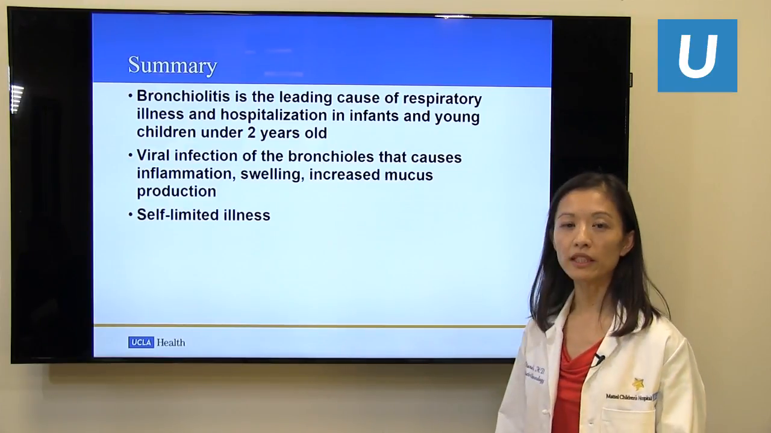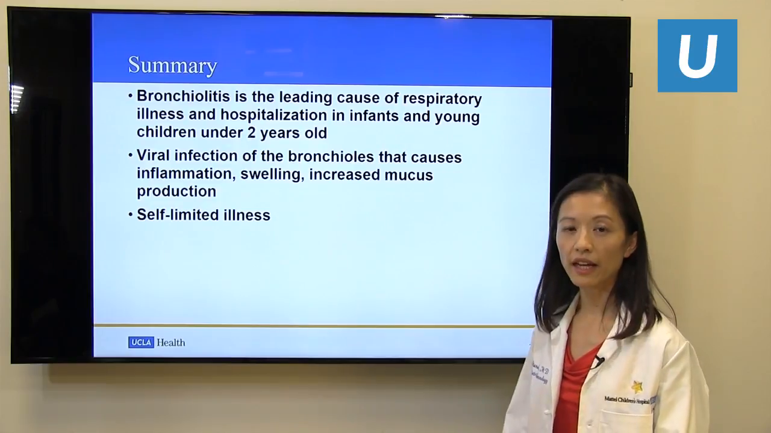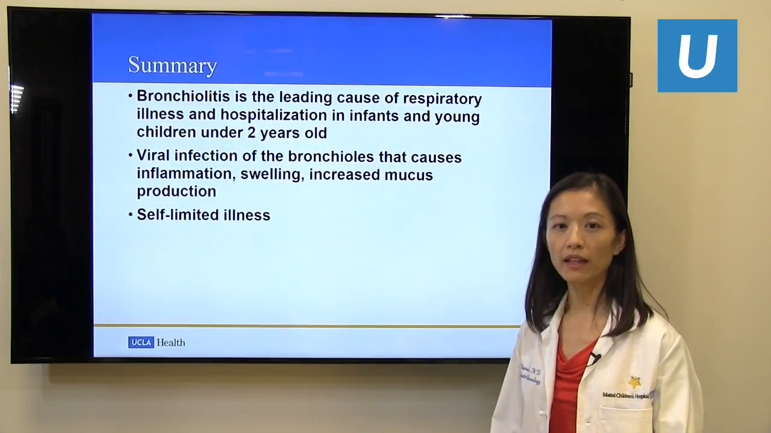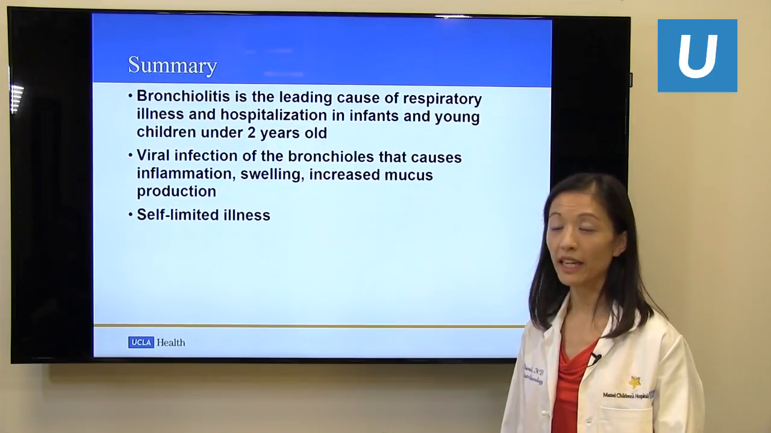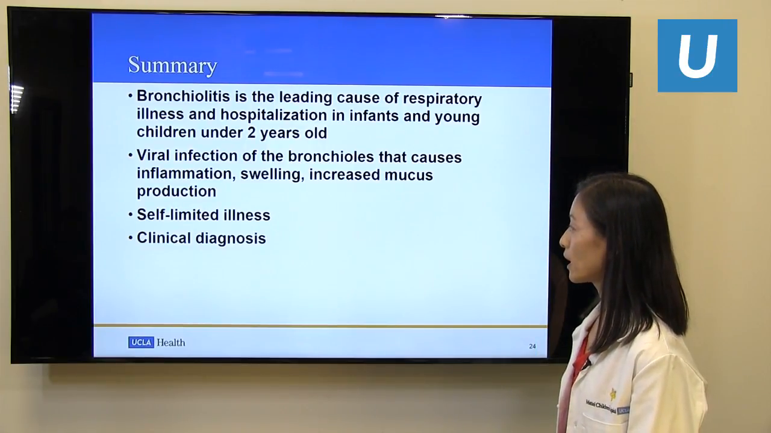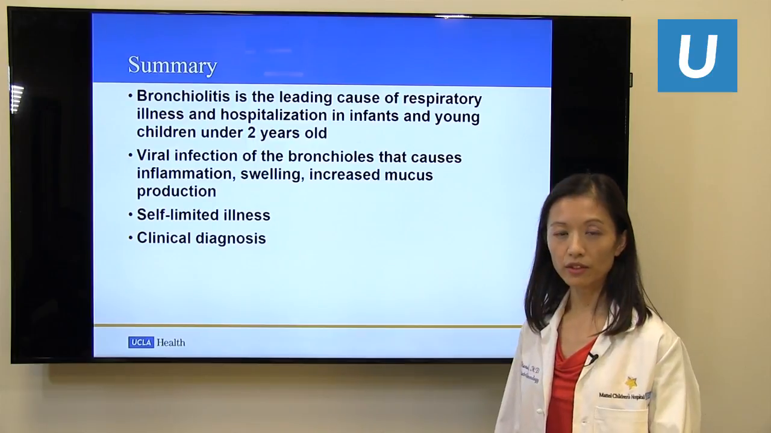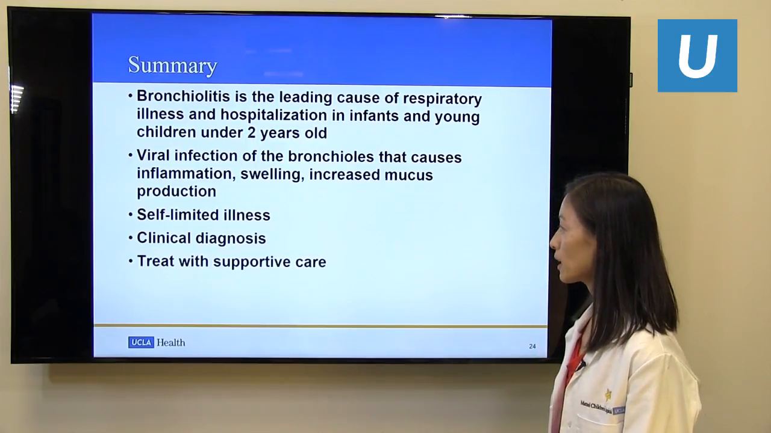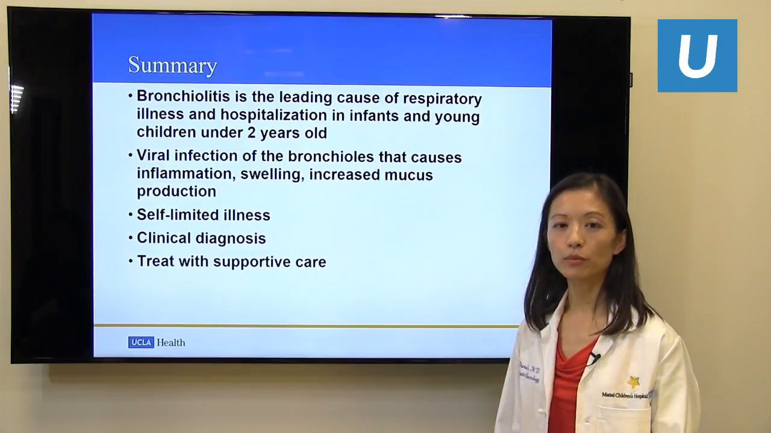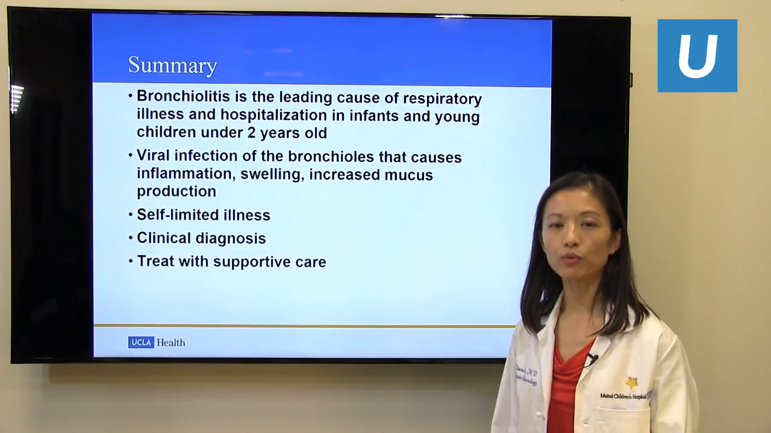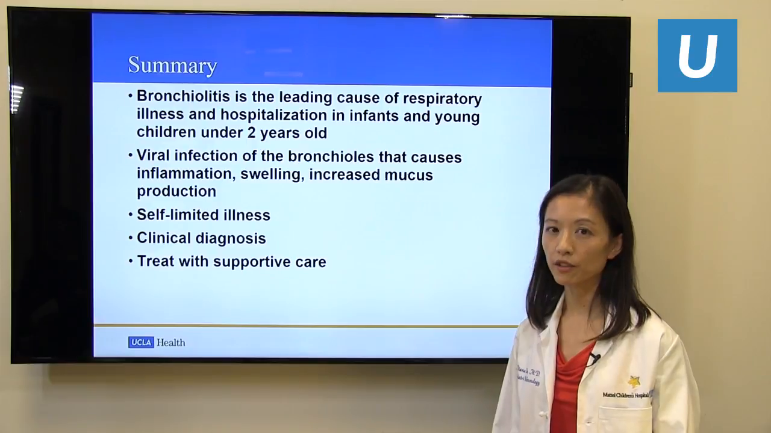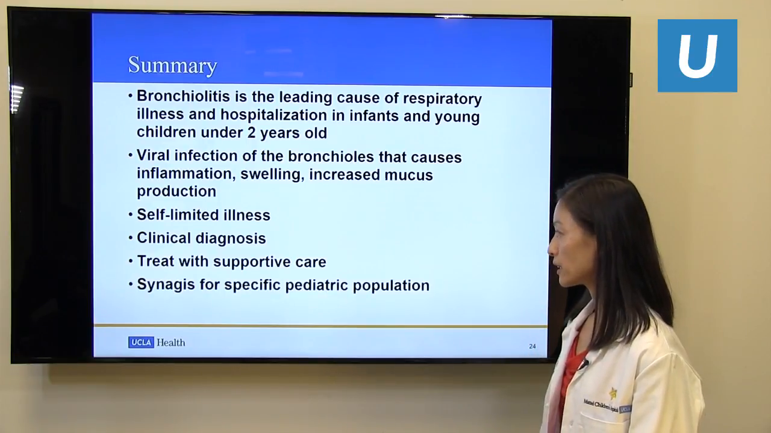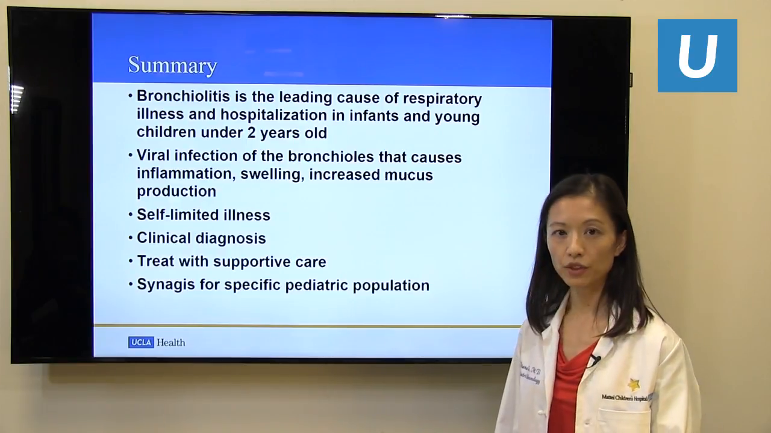Bronchiolitis is a self-limited illness, and what I mean here is that your child who has bronchiolitis will get better over time, and the symptoms will resolve within 28 days. Bronchiolitis is a clinical diagnosis. It is diagnosed by symptoms and physical exam. And bronchiolitis is treated with supportive care, making sure that your child is well hydrated and able to take plenty of fluids by mouth. Synagis is for a specific pediatric population.